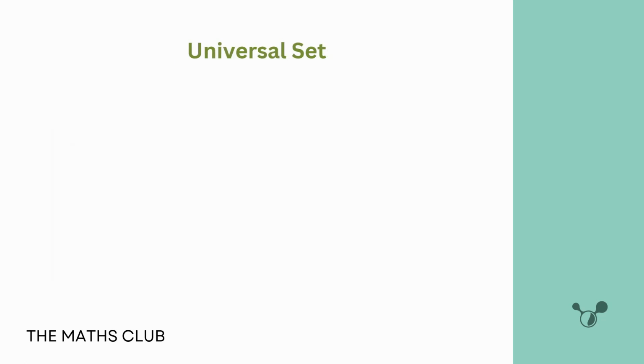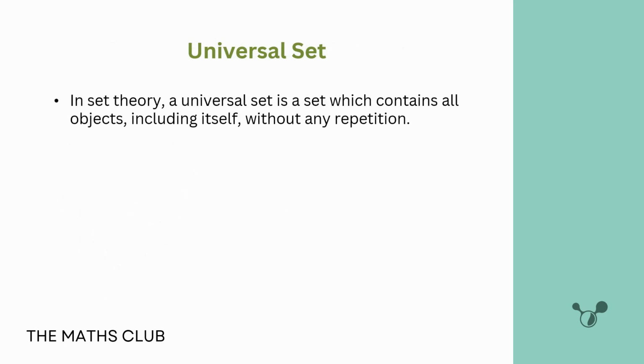So we'll talk about universal sets. When we say the universe contains everything, planets and everything. So what do you think the universal set would be? In set theory, a universal set is a set which contains all objects, including itself, without any repetition. So when you have a set of everything without repetition, it's called a universal set. If you wanted to find the set of all fruits, you say apple, carrot, and all those things, but you cannot repeat. You cannot say apple, apple. Each object is meant to appear just once.